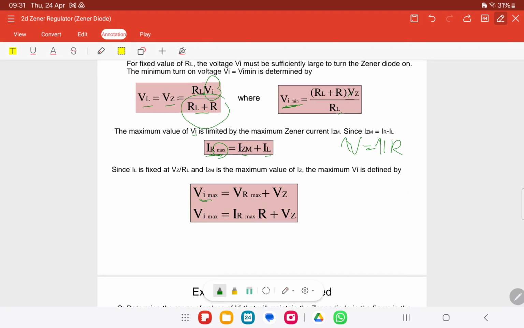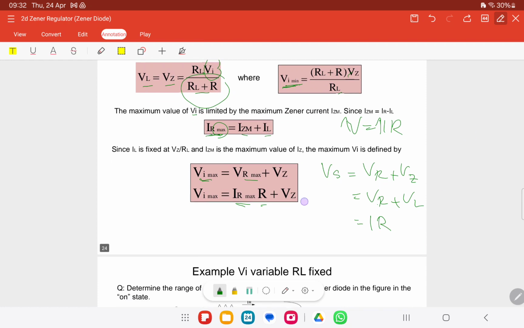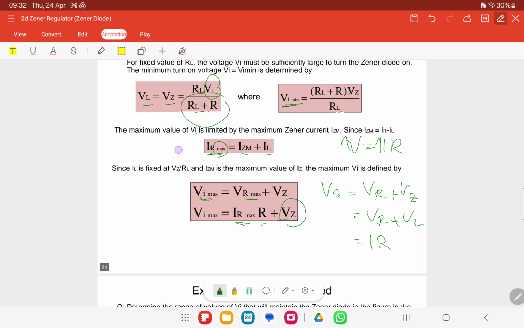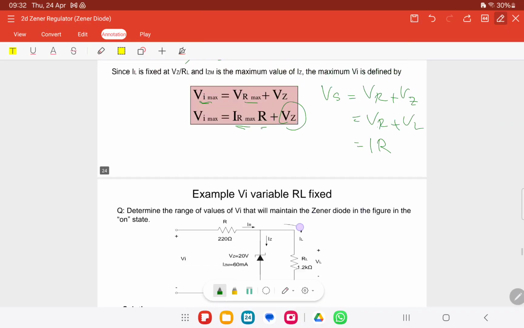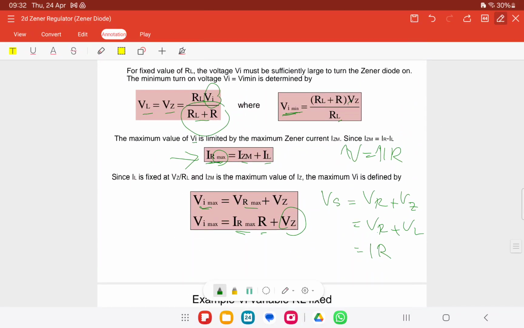Okay, for the VI max is the V supply equals VR plus VZ, or VR plus VL. Sama je. Okay, VZ equals to VL. And VR is equals to IR, I at the resistor darab dengan resistor value. Okay, tambah dengan VZ is the given. IR tadi yang this one. Okay, so this is for VI min, this is for VI max.